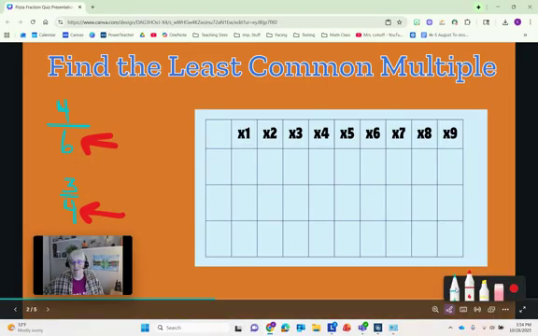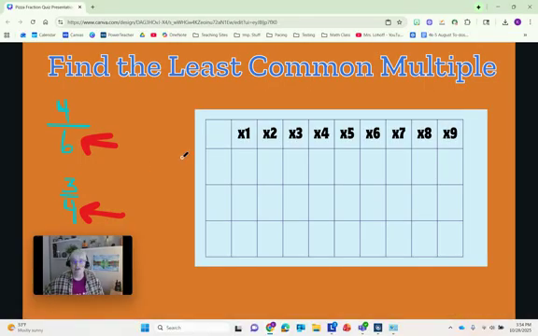So because they're different, we have to find the least common multiple for those two numbers in order to create new fractions using that least common multiple. So how do we do that?